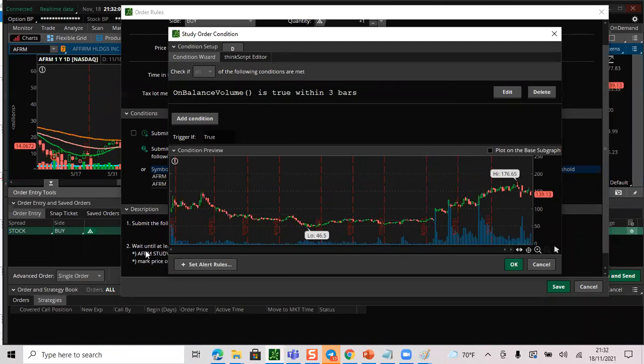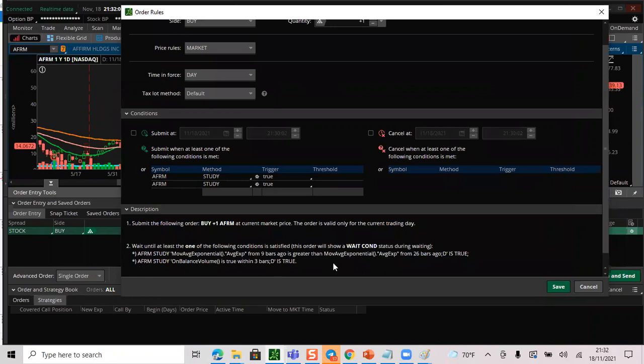So on-balance volume means if the buying volume is increasing for the last 3 continuous days, I'll just go for it. That's what I did. So I have two conditions. If the 9 EMA goes above the 26 EMA, and at the same time my on-balance volume just keeps increasing from the last 3 days, I will just go for it. You can really automate this trade.